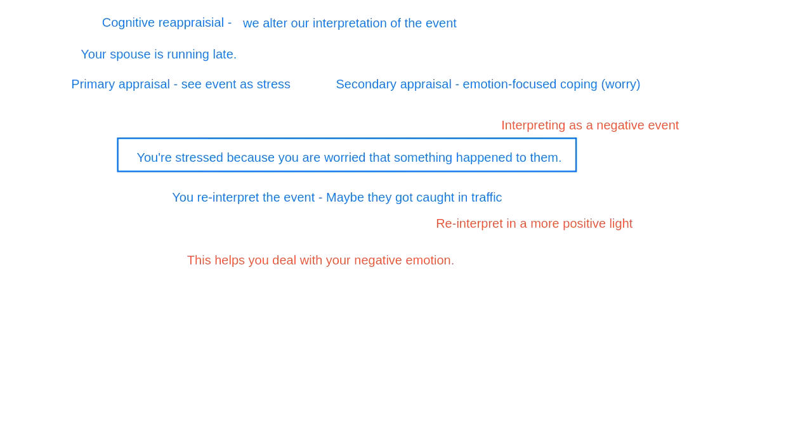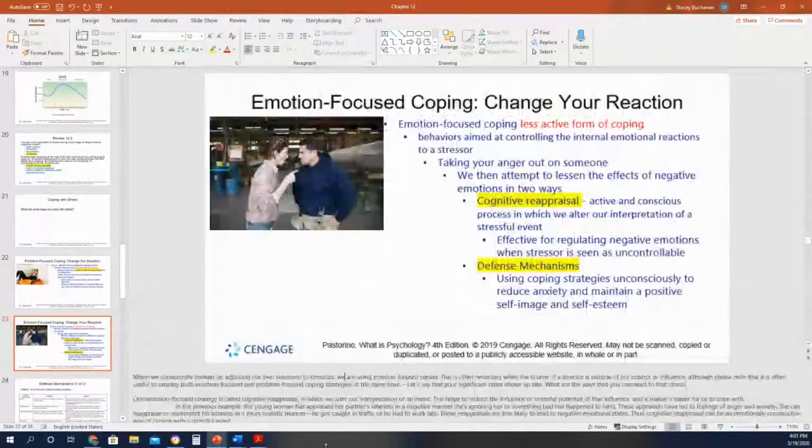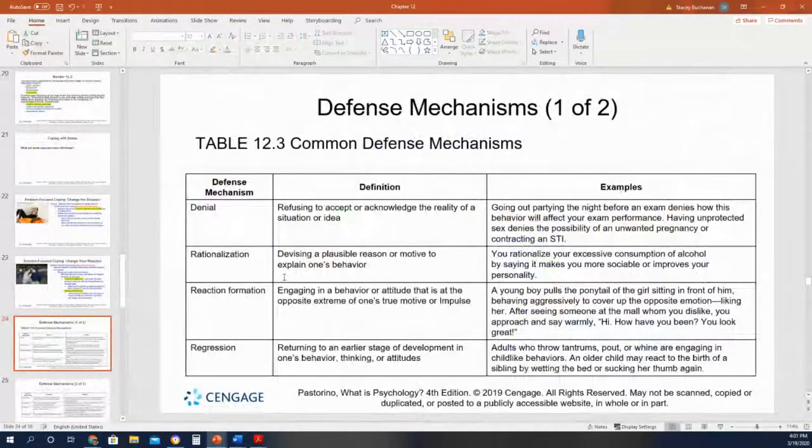So let's go over a couple defense mechanisms. Don't worry about writing these down by any means. They probably sound familiar to you anyway, though not in the same terms, the same words, if you want to think of it that way. So we've got denial. Going out partying the night before an exam denies how this behavior affects your exam performance. No, the exam was just hard. It has nothing to do with the fact that I went out last night.